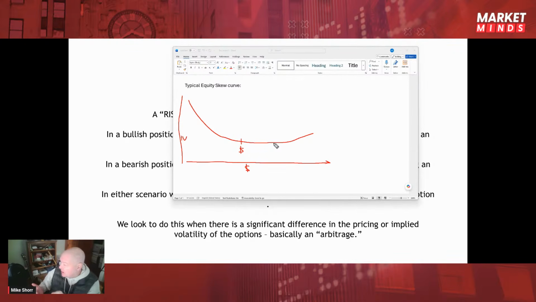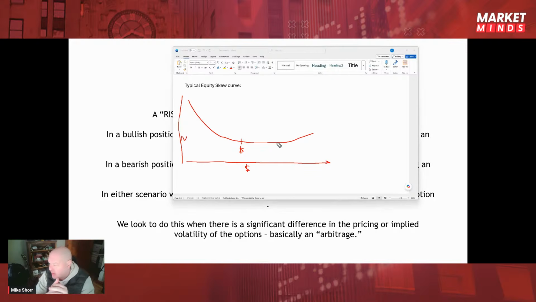Now, why would that be? It's not random. Why are people more willing to pay in implied volatility terms for a put than a call? Well, maybe. I'm not even talking about earnings here, though, Aaron. I'm just talking, this is just what a general curve looks like.